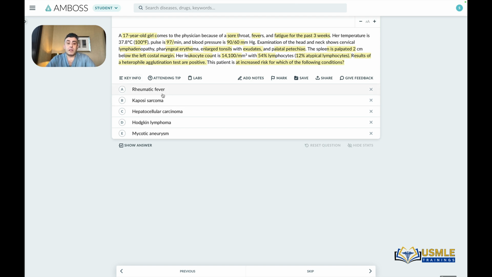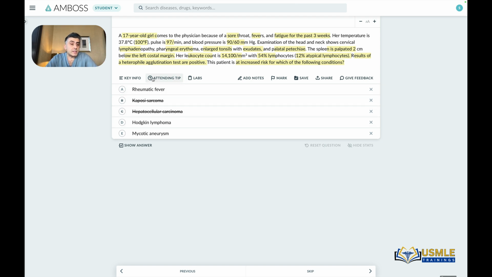Rheumatic fever, Kaposi sarcoma, hepatocellular carcinoma, Hodgkin lymphoma, mycotic aneurysm. Now, it's challenging because we need to know it's Epstein-Barr, mono. Risks. What risks? Well, Kaposi sarcoma is 8, and we know that this is 4. We said Epstein-Barr was 4, and this is herpes 8, so that's out. Hepatocellular carcinoma is usually hepatitis B and C, but you would see jaundice and other symptoms, and that's out.